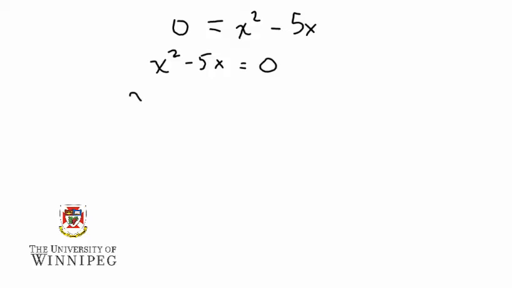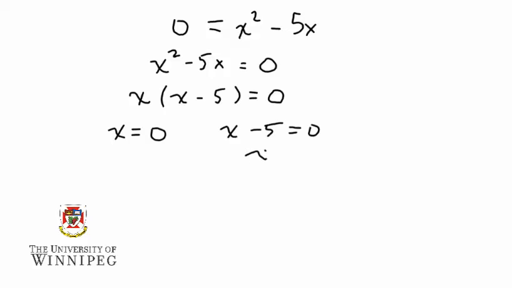And then I'm going to factor out the common factor of x. So we have two numbers that when multiplied together give us 0, x and x minus 5. So this means that either x is equal to 0, or x minus 5 is equal to 0, in which case x is equal to 5. So here are our two possible solutions to our original equation.